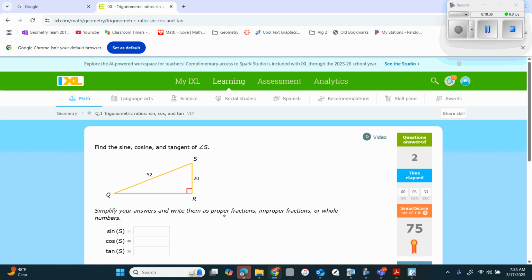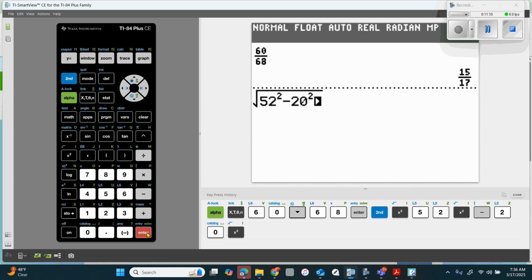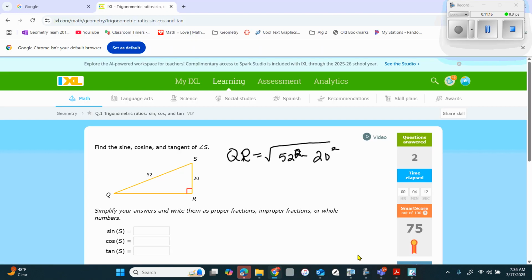So if I want to find QR, that missing leg, all I'm going to do is take the square root of 52 squared minus 20 squared. On my calculator, I'll show you. If you want, you can go to second x squared. Underneath the radical, go ahead and put 52 squared minus 20 squared. Hit enter. It will get us our simplified answer, which is 48. So I'm putting 48 here.